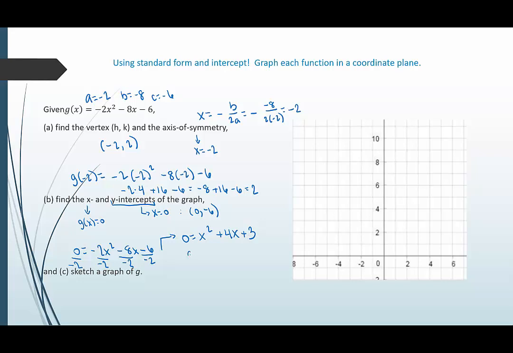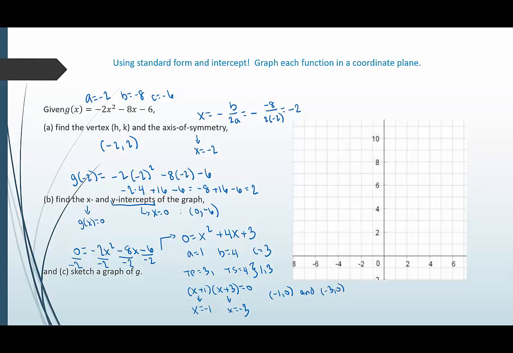And now, for target product, target sum, A is 1, B is 4, and C is 3. The target product is A times C, which is 3. The target sum is B, which is 4. The winning combination will be 1 and 3. I can plug those right into my binomials because A is 1, so I get x plus 1 times x plus 3 equals 0. Then I solve each one. I set each one equal to 0 and solve. This one's going to be x is negative 1. This one will be x is negative 3. So now I have my intercepts. I have negative 1, comma 0, and negative 3, comma 0.